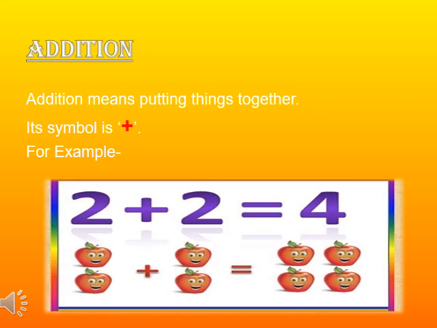Yes, class. For example, if we want to know 2 apples and 2 apples make how many apples, then after putting them together, we can count there are 4 apples. So, 2 apples and 2 apples make 4 apples. So, 2 plus 2 makes 4.